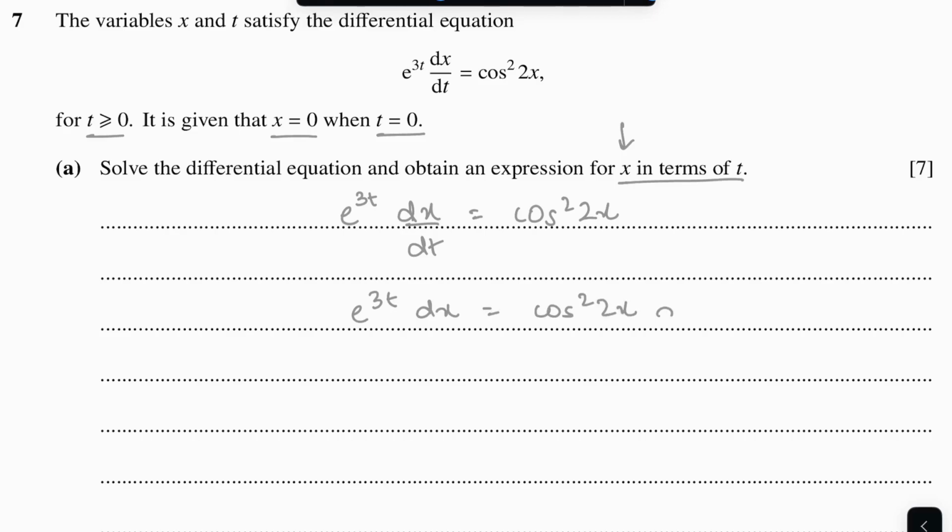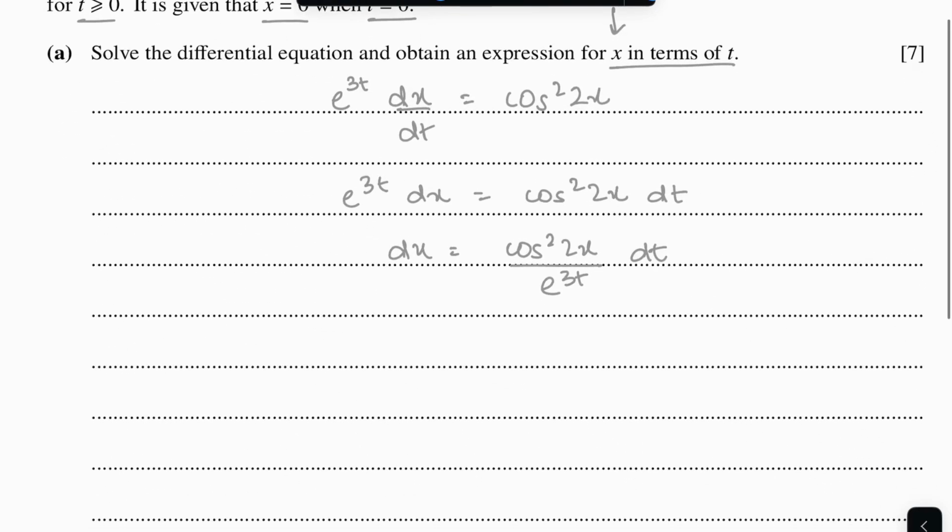So we have this. Now, as you can see, we have e to the power 3t with dx and cos squared 2x with dt. So we need to change that. So let's take it step by step. First, we're going to send e to the other side. And now we're going to send cos squared 2x to the left-hand side. And we have this. Now we can find the integrals.